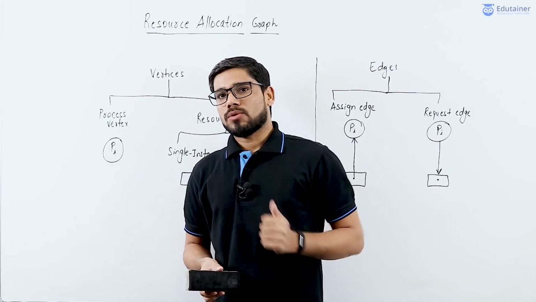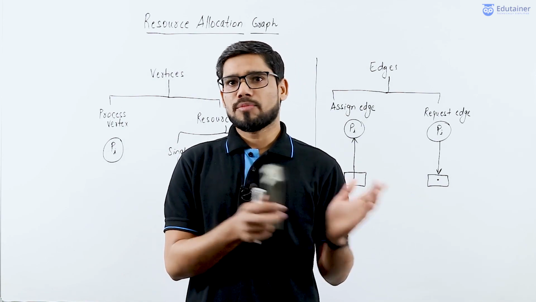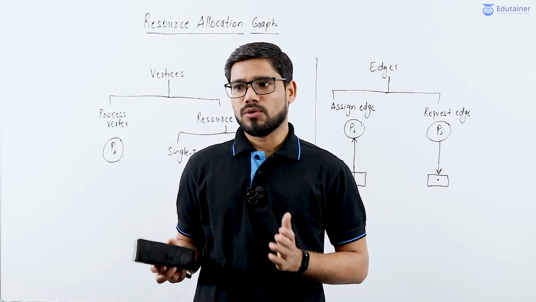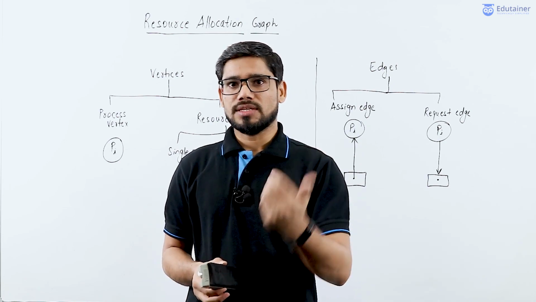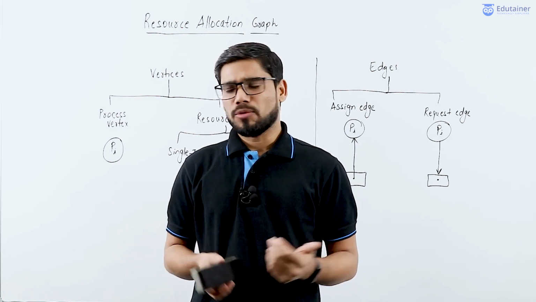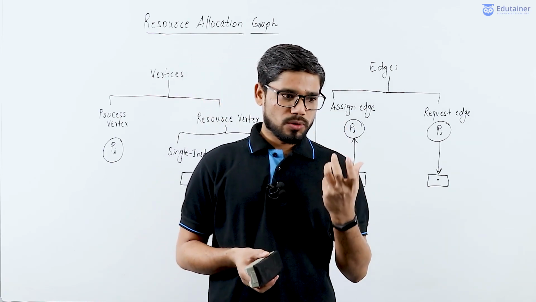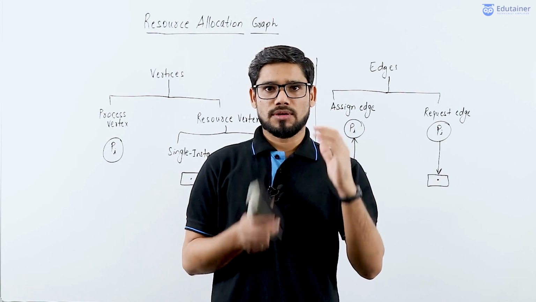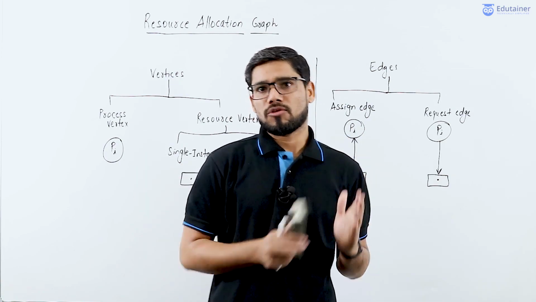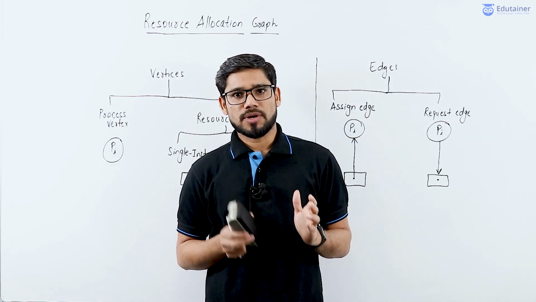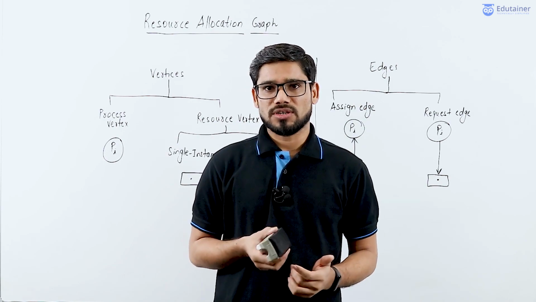In Banker's algorithm, we saw the tabular form to understand the problem of deadlock, or to show whether a particular number of processes is in a safe state or an unsafe state. The tabular form is very good if there are more processes, but if there are fewer processes, then the graph, which is called the resource allocation graph, is good.